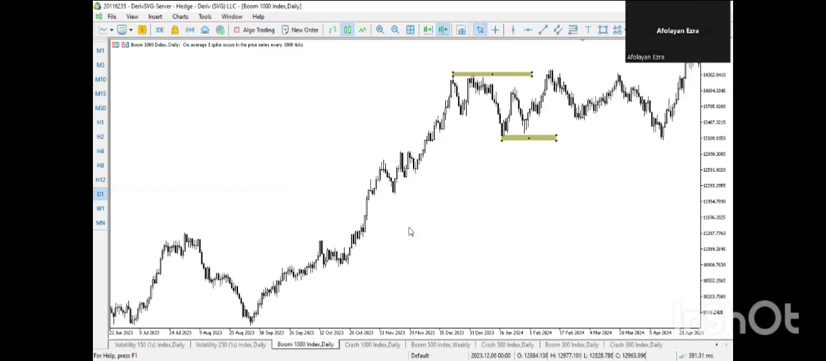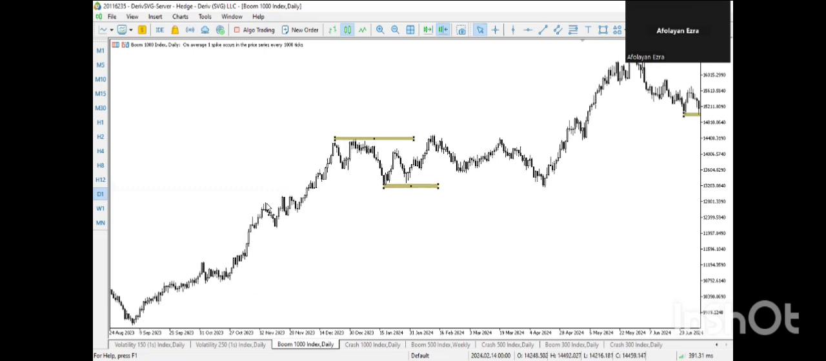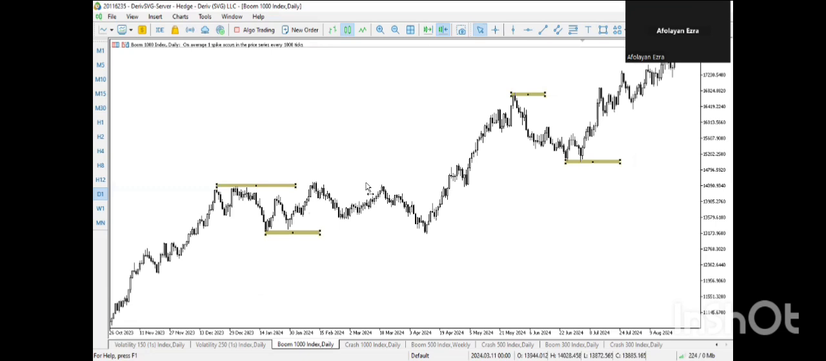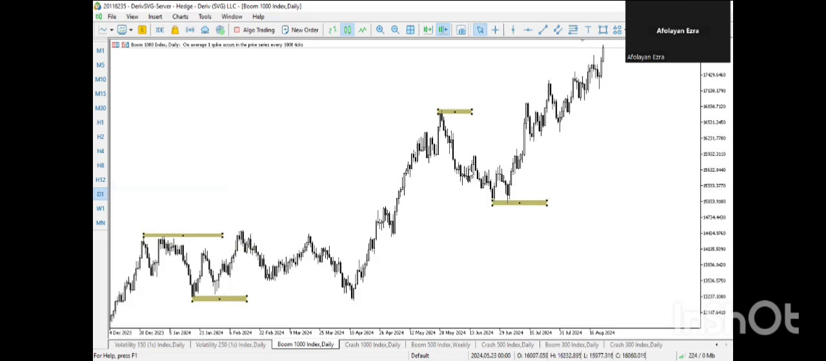Most of the time I mark my support and resistance on weekly. It gives me more confidence, and because I'm a swing trader, I use that a lot. But I'll just do daily because most persons do daily. So these are the two examples I want to use. I don't want to stay long on the call.